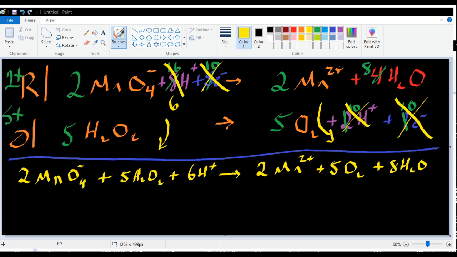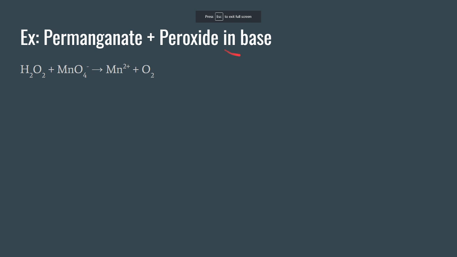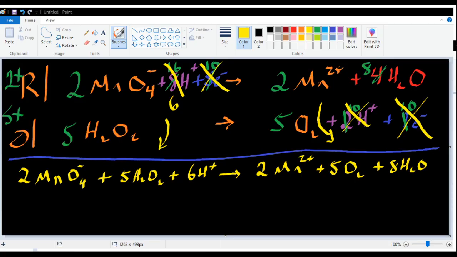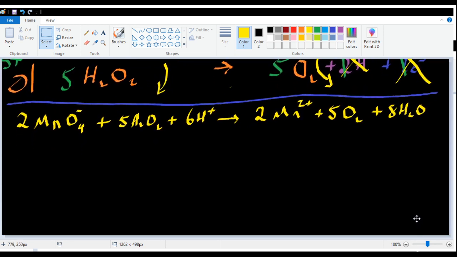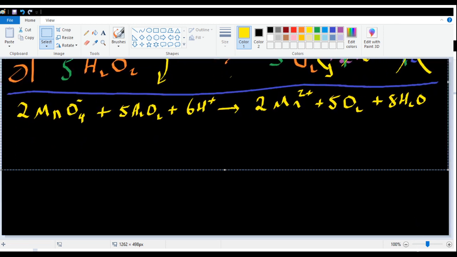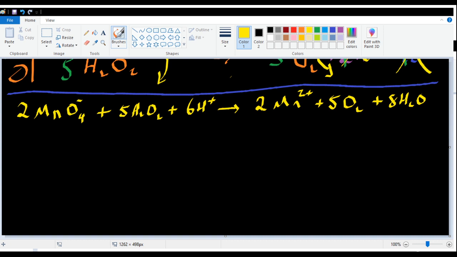But if you go back and look, you'll see I said base. Okay, so always double check the problem, see if you're doing this in acid or in base. Okay, so in this case, we're doing it in base, which means we are going to have to get rid of the H+. So once again, I need some room. All right. So you get rid of the H+ using OH-.